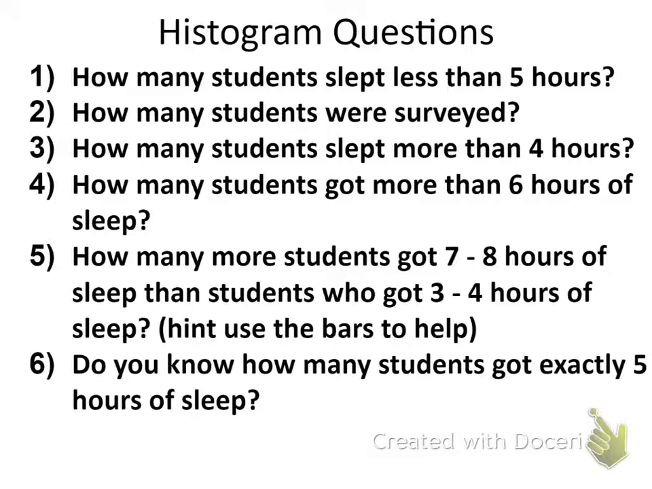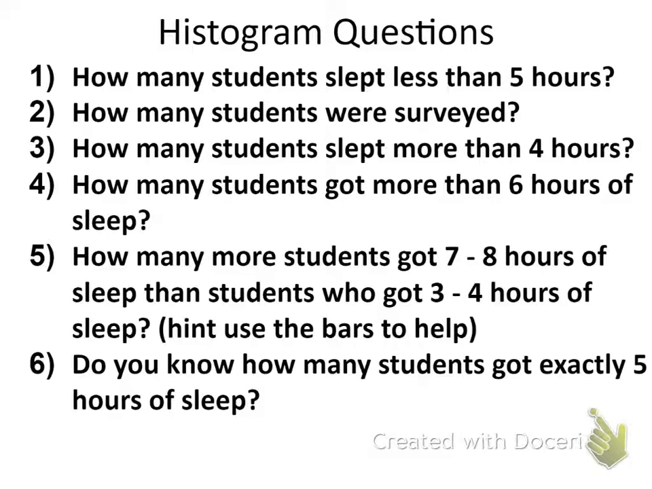Very good. How many students were surveyed? In other words, what was our sample? How many people were surveyed? 27, because 7 plus 7 plus 7 is 21, plus 6 more is 27 people. Very good. How many students slept more than 4 hours? Gianna? 17, because it's 7 plus 7 plus 3. Very good.